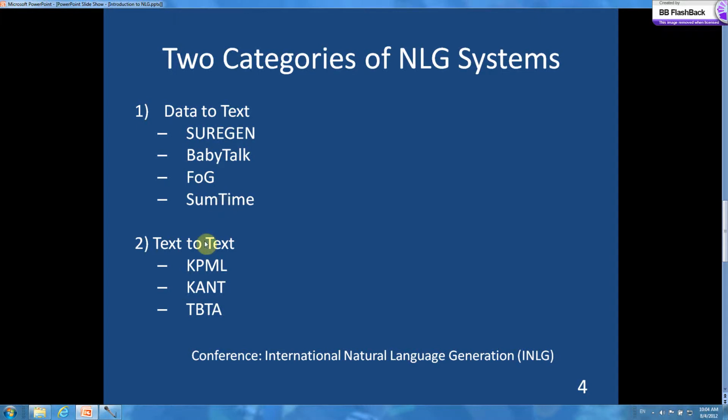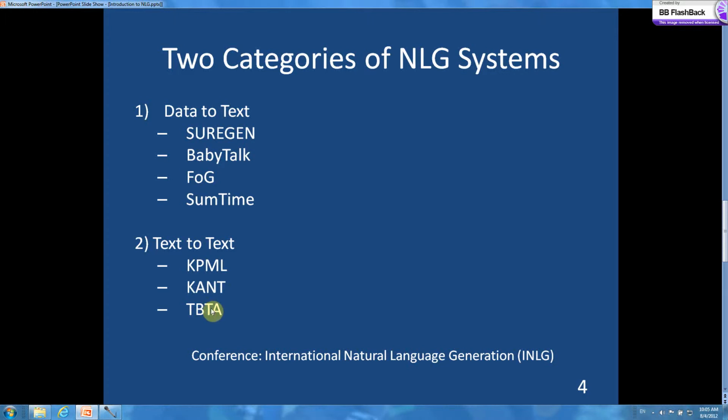The second type is called text-to-text, and that name is a bit misleading. It's actually semantic representations to text, but to keep the name short and simple, we call it text-to-text. None of these systems have been commercially successful. There's KPML, which is being developed in Germany; Kant, which was being developed at Carnegie Mellon University; and then TBTA, which stands for the Bible Translator's Assistant.